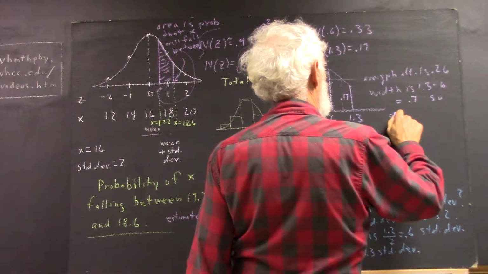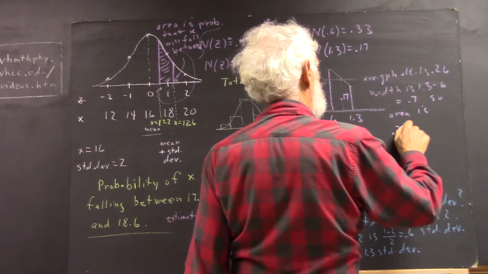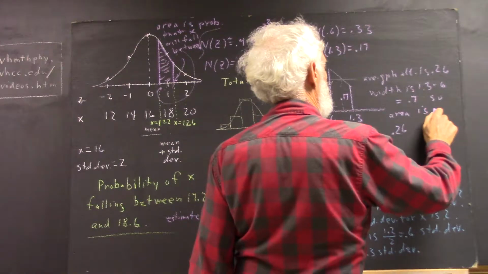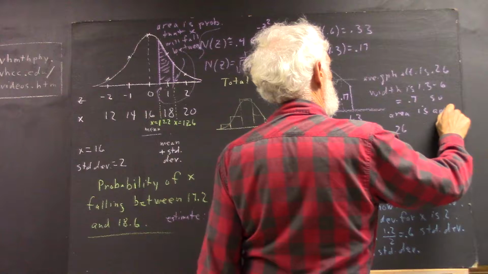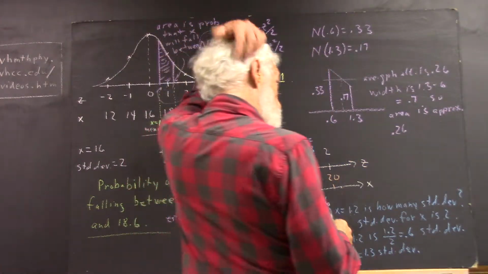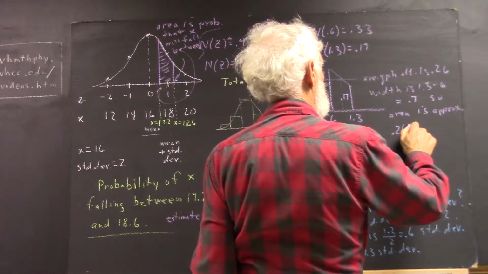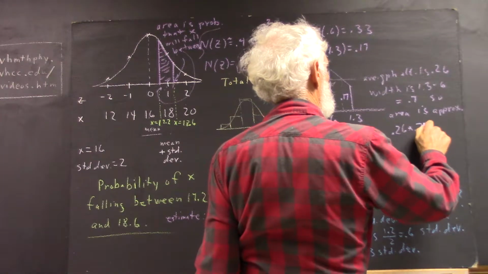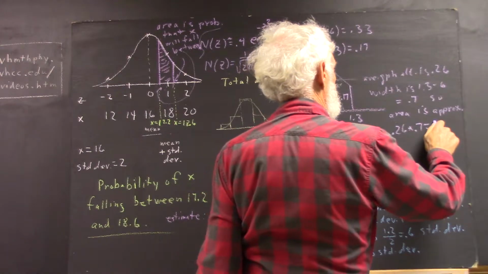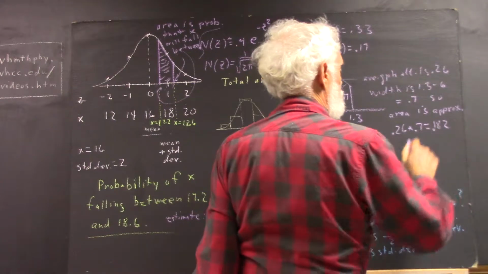So area is 0.26. And this is just approximately, I mean, we're actually approximating the area of the trapezoid as well, but 0.26 times 0.7, well, that's actually 0.182 if I multiply correctly.